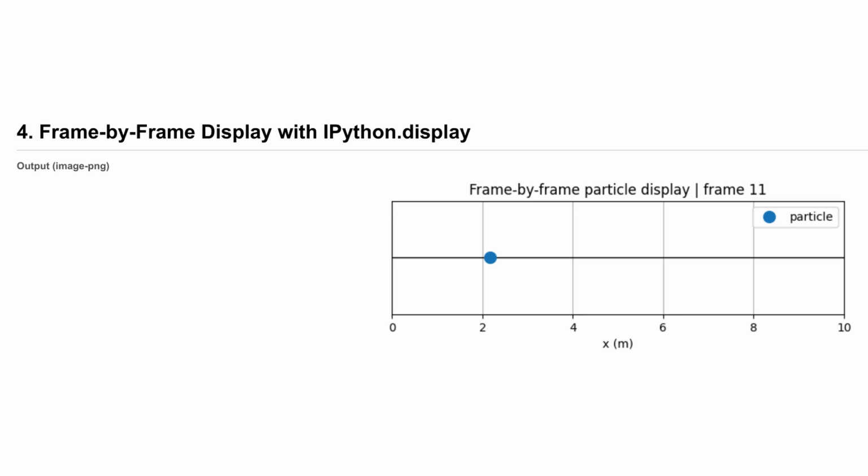Here is what an individual frame looks like during the execution of that live loop. At frame 11, we can see our particle rendered cleanly as a single blue dot, moving along our one-dimensional black coordinate axis line. The axis limits remain locked between 0 and 10 meters, providing a stable visual framework for the motion.